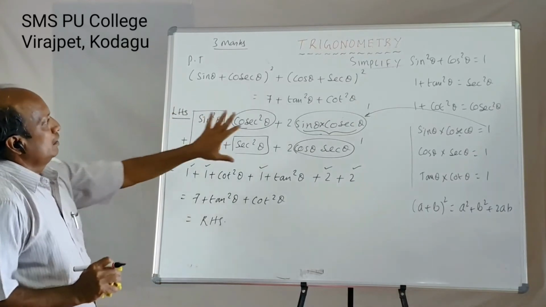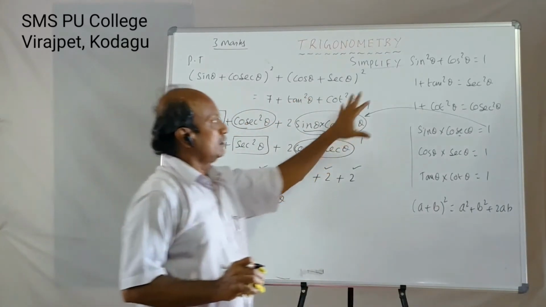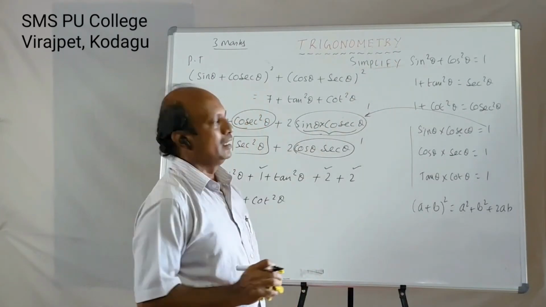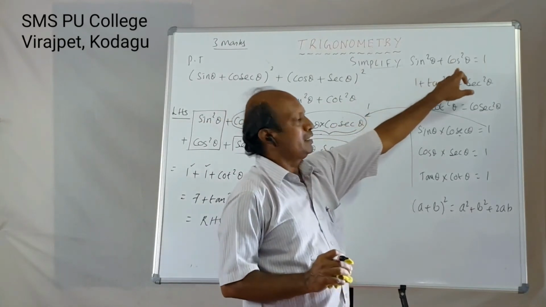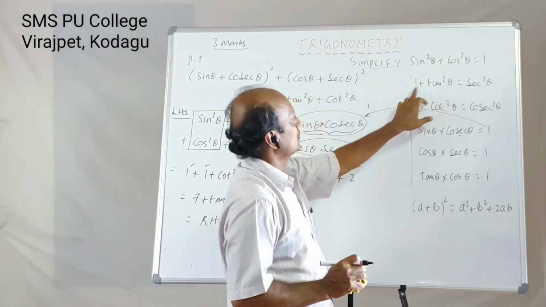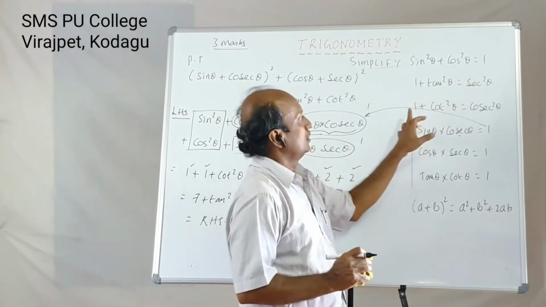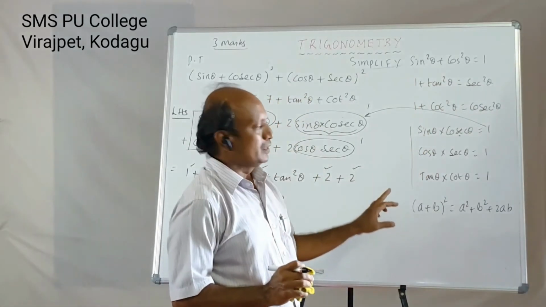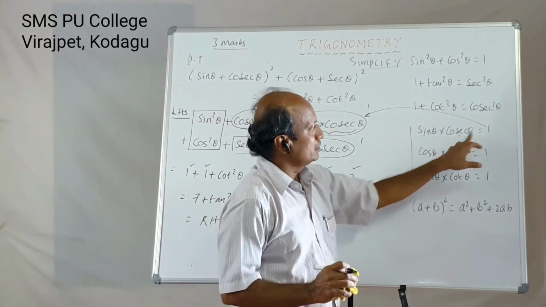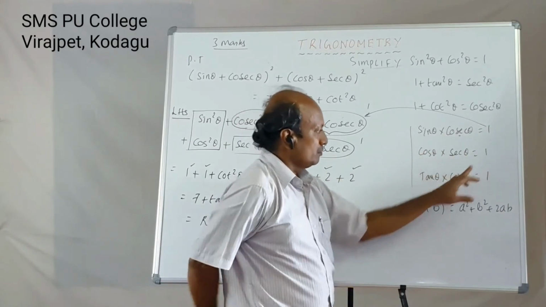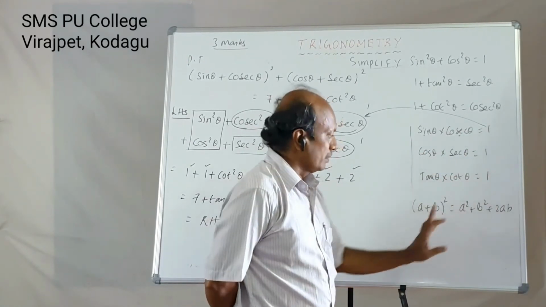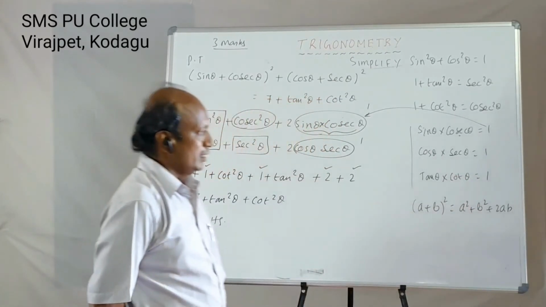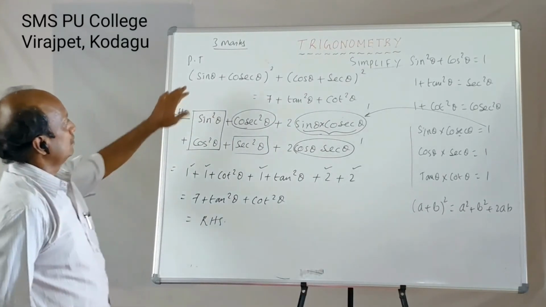Now, these are the identities. You can almost call it the master of all the problems, because you are going to use these identities most of the time. First identity is sin square theta plus cos square theta is 1. Second identity is 1 plus tan square theta is secant square theta. Third one, 1 plus cot square theta is cosecant square theta. And when you multiply the reciprocals, you get back 1. That is, sin theta into cosecant theta is 1, cos theta into secant theta is 1, and tan theta into cot theta is also 1. At the same time, we are going to use the algebraic identity: a plus b whole square is a square plus b square plus 2ab.